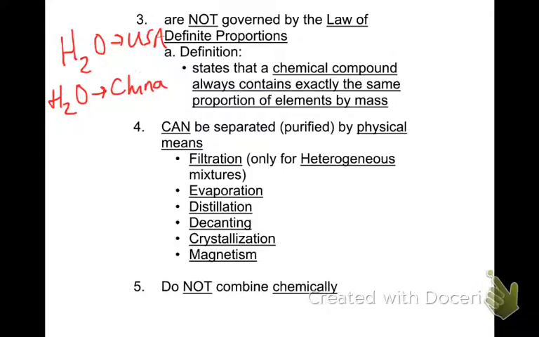It's the same in the US as it is in China or Mexico, throughout the entire world. The law of definite proportions states that for every molecule of water, we're going to have 2 hydrogens and 1 oxygen. That's the law of definite proportions. The exact same proportion of elements by mass. It's a 2-to-1 ratio. That's what we're talking about.